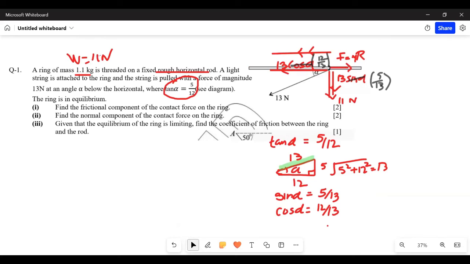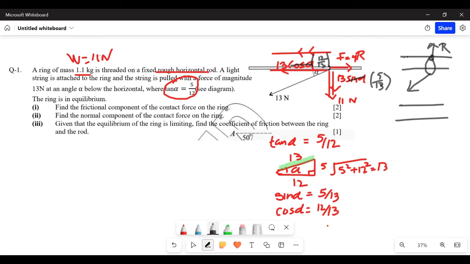Also, I have to draw R. Let's see where the contact is. The pull is in this direction, so the contact is in this direction. R is going to be pointing upwards, normal to the contact. So the ring will be in contact with this rod over here, so R has to be over here. So there's an R vertically upwards. This would be R.